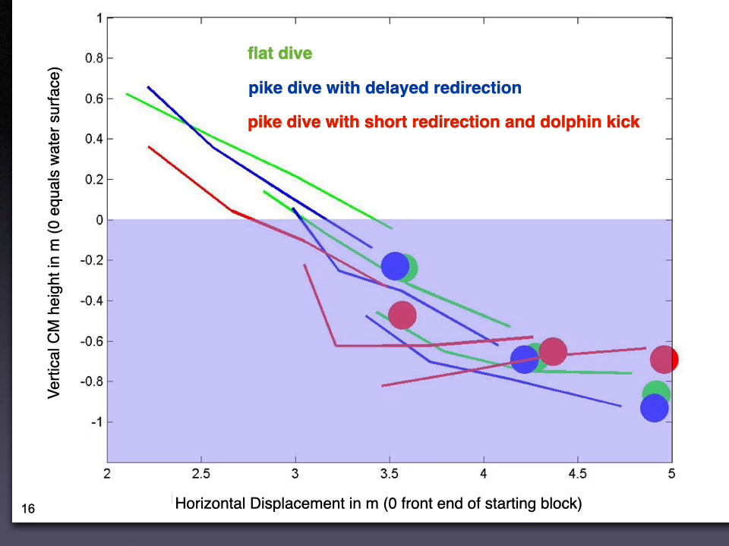This graphic shows three poses for each of the three entry strategies detected by the above cluster analysis, which are a flat dive strategy in green, a pike dive strategy with a delayed redirection movement in blue, and a pike dive strategy with a short redirection in red.